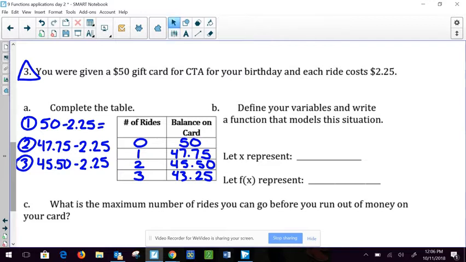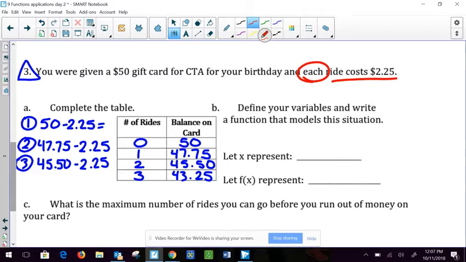The first thing we need to do is determine what our variables are going to be. If we look back at our problem, we have a $50 gift card, and it tells us that each ride costs $2.25. That "each" tells us who gets the x. And what is x talking about? That is talking about the number of rides that you go on. So x is the number of rides, which means f of x is equal to what?